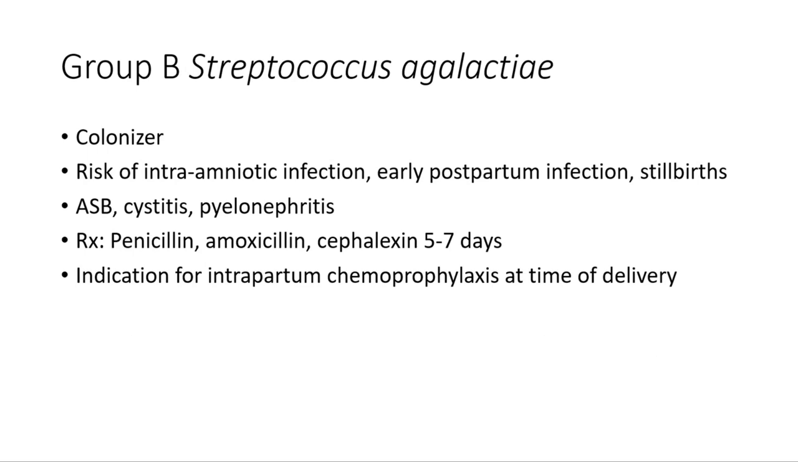All right, group B strep. We've sort of touched base with group B strep in the previous slides. They are a colonizer in, I believe, more than 50% of women in their pregnancy. Group B strep is Streptococcus agalactiae. Again, we've seen that they are a risk factor for developing intra-amniotic infections, postpartum infections, and stillbirths as well. At the same time, they can cause ASB, asymptomatic bacteriuria, cystitis, and pyelonephritis.